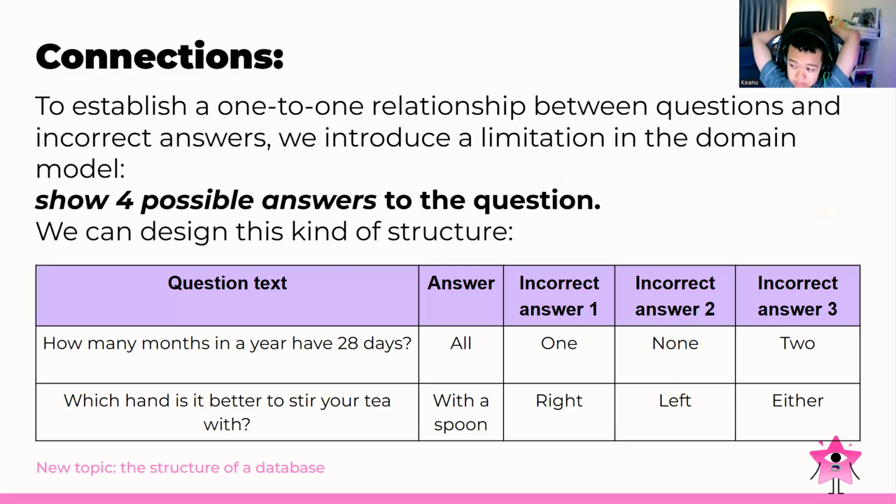we introduce limitations in the domain model. So basically for this one, we show four possible answers to the question. We can design this kind of structure. We can also design this kind of structure. For the question, maybe: how many months in a year have 28 days? So basically, we have the answer, maybe all. For incorrect answers, for one, maybe, and for incorrect answer two, there will be none.